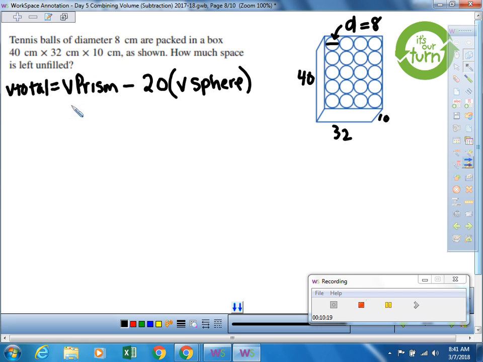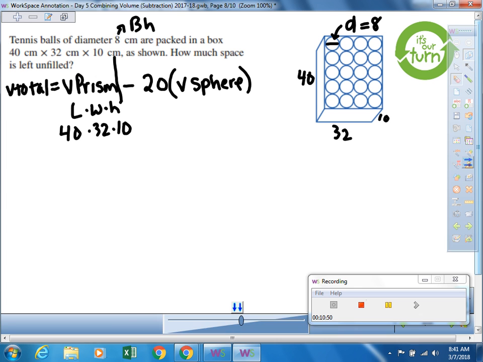Okay, so we'll just use length times width times height. I think that's easier for you guys, because then you just put 40 times 32 times 10. Yeah, I will accept either large B H or length times width times height. You just got to know that really that is B H, because on the test it gives you this.